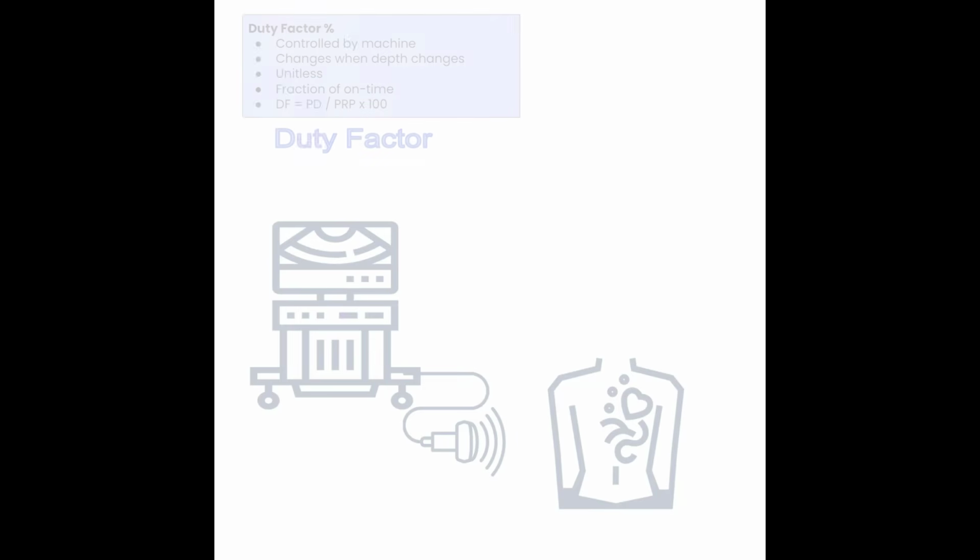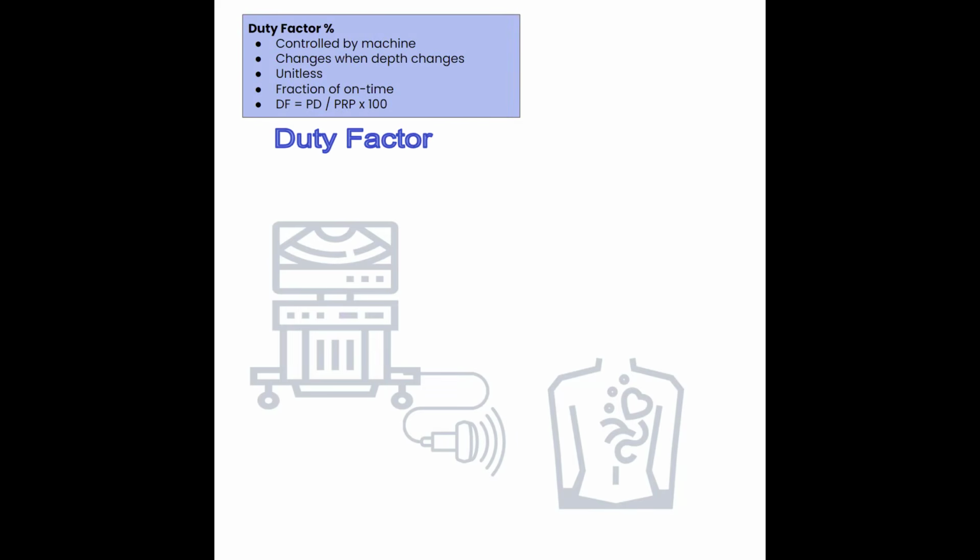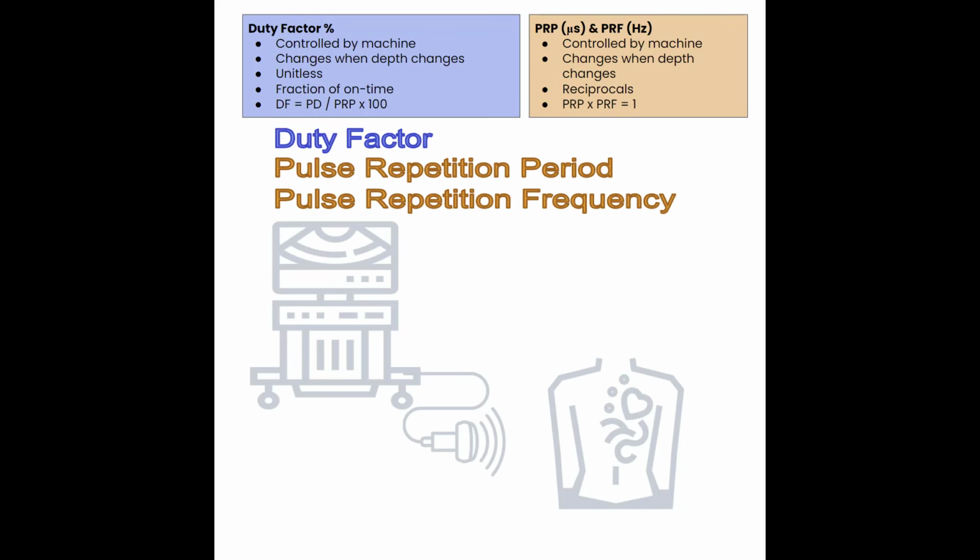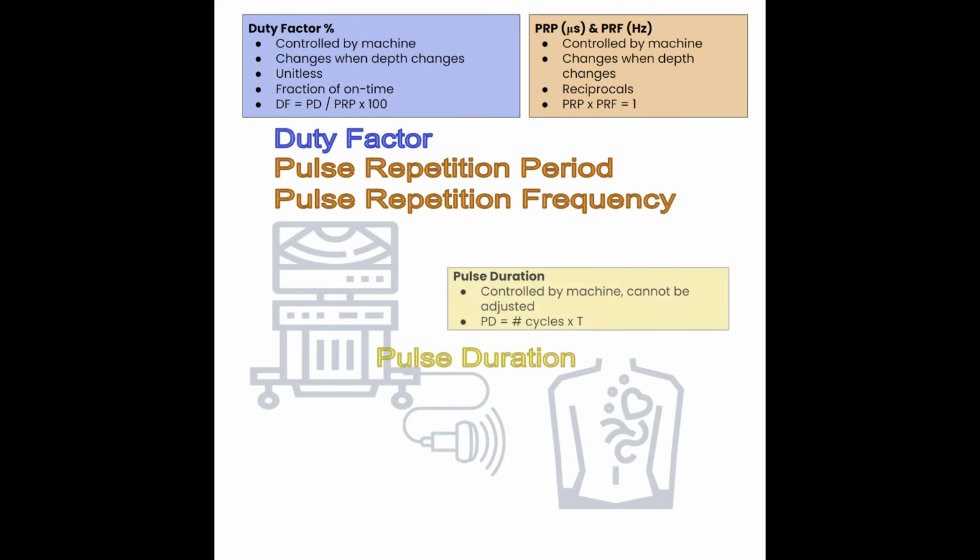We have duty factor. It is controlled by the machine, and it's going to change when the depth changes. Also controlled by the machine are pulse repetition period and pulse repetition frequency. They are reciprocals of one another, and they are going to be greatly affected by the maximum imaging depth. Next, we have pulse duration, which is controlled by the machine and cannot be adjusted. It is very innate to the transducer itself.